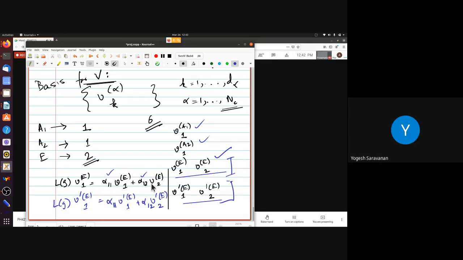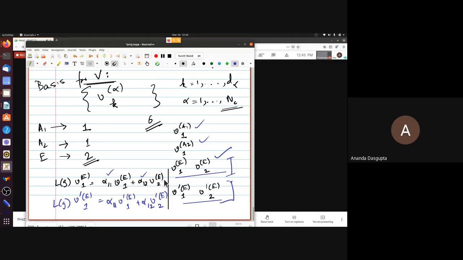Sir, should we make them satisfy the homomorphism condition? If, let's say, I'm applying LG on a product of V1 prime and V2. That you have to. After all, these are group representations. They have to satisfy the homomorphism condition. But the homomorphism condition only becomes important when you have multiple group elements, right? LG1, LG2. Of course, this is for only one group element.